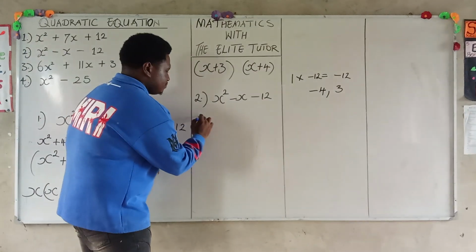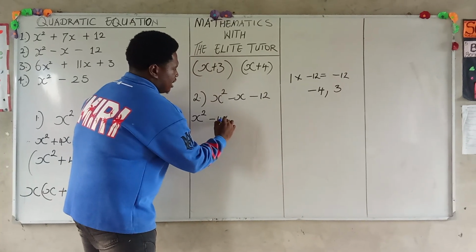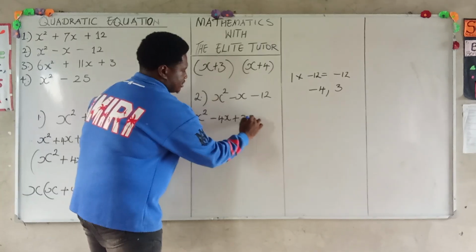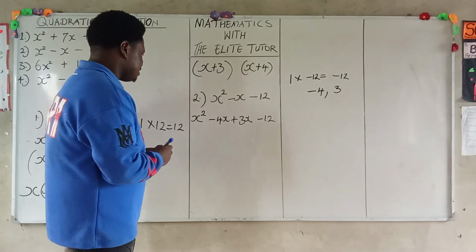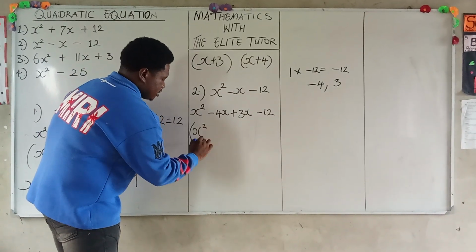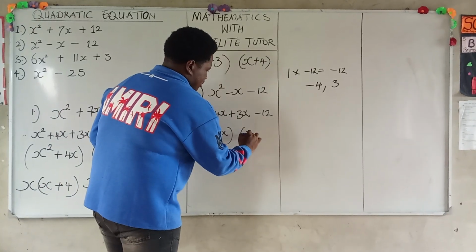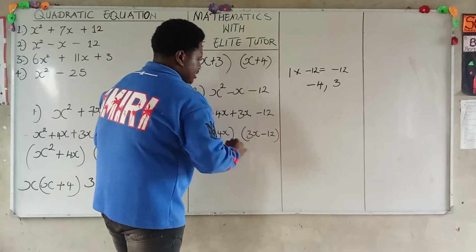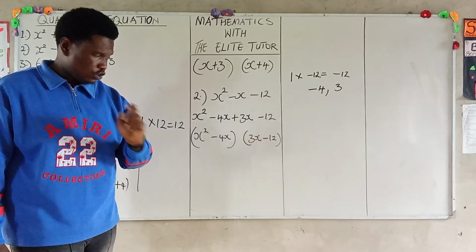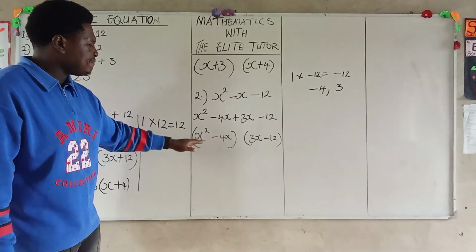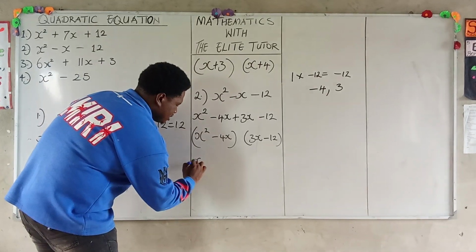So we can rewrite this as x squared minus 4x plus 3x minus 12. And then we can go ahead to group it. So we have x squared minus 4x in one bracket, and 3x minus 12 in another bracket. At this point, we are going to look for what is common. We are going to try factorizing. What is common here? We have x squared and minus 4x, so what is common is x.